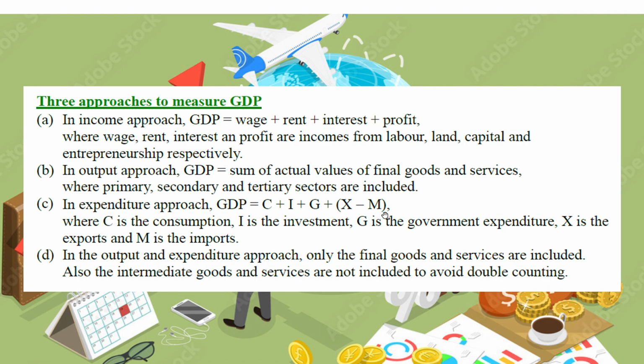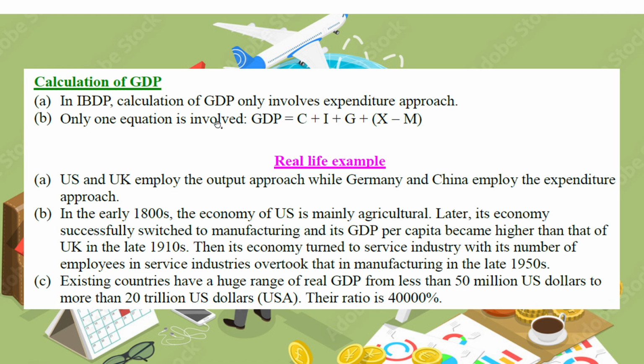In the output and expenditure approaches, only the final goods and services are included. The intermediate goods and services are not included to avoid double counting. Fine. For calculation of GDP in IBDP, we only calculate GDP in the expenditure approach, so you only need this equation. And the other one for GNI too. Of course, a real life example.